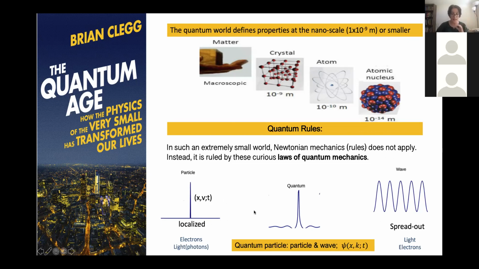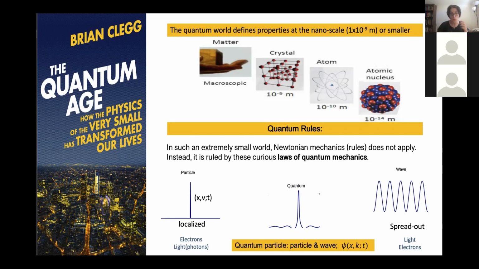But in quantum mechanics, quantum particles don't have this kind of behavior. They are a mixture between particles, which can be localized in space, and waves that can be spread out along the space. Okay, so for quantum mechanics, electrons are particles and waves at the same time. The same is true of light. Light is a wave, but at the same time it has particle properties, like the quanta of light, which are called photons.